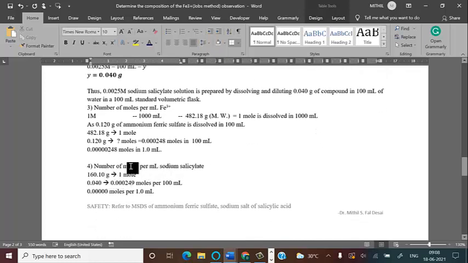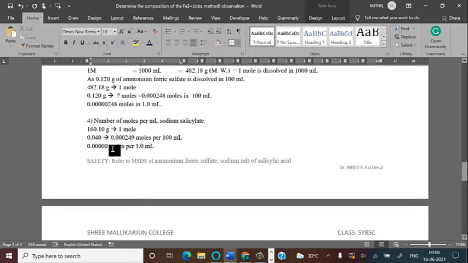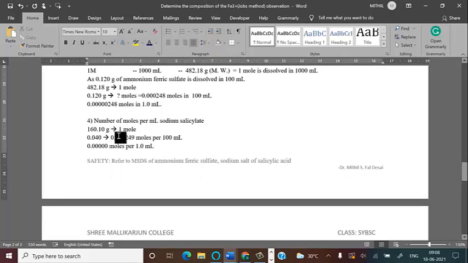Similarly, we find out how many moles there are in sodium salicylate. 160.1 is the molecular weight, which is 1 mole, and then 0.040 grams is how many moles? It comes to 0.00249 moles per 100 ml. So in 1 ml there should be 5 zeros and then 249 moles per 1 ml.